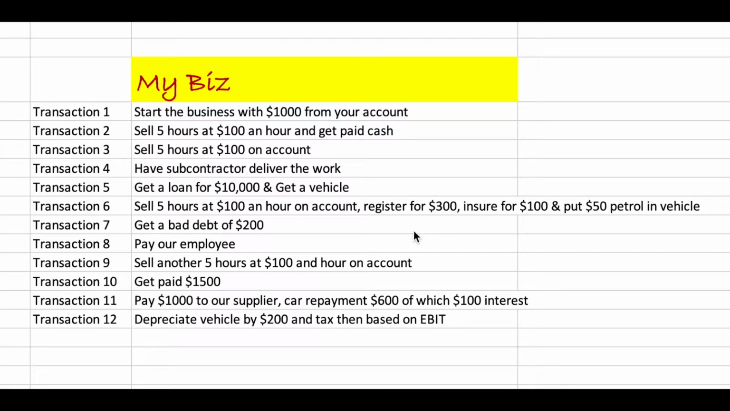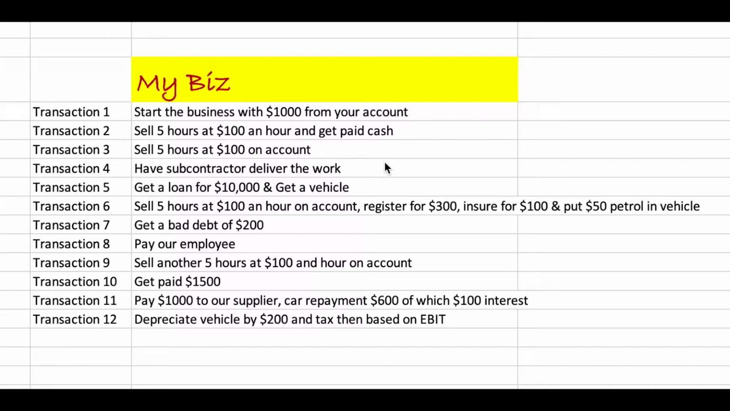Here's a list of the transactions that we're going to run in our small business simulation for our services business. The first thing we're going to do is start the business with $1,000 from your account. So this is your outside account, this is your private account. You go, great, let's start the business with our $1,000.